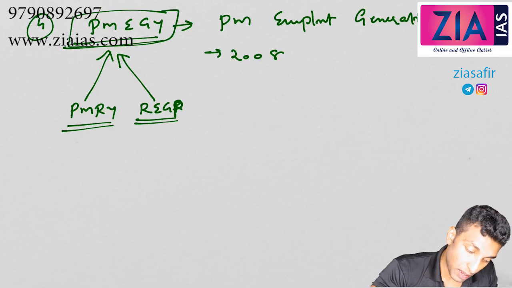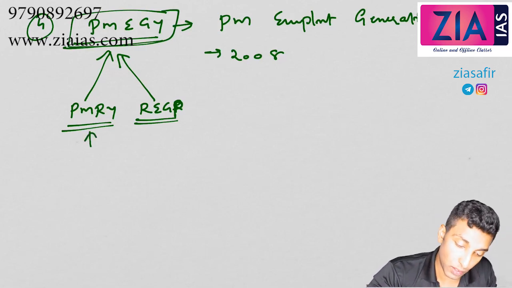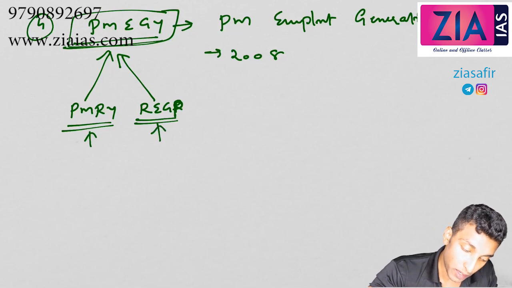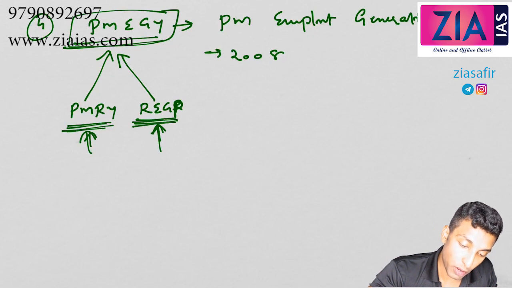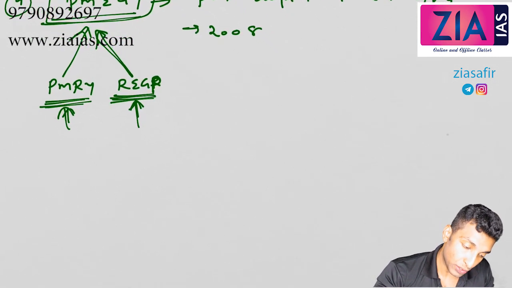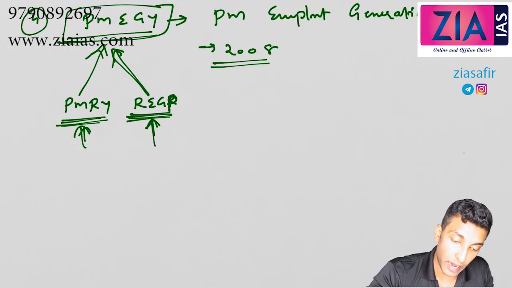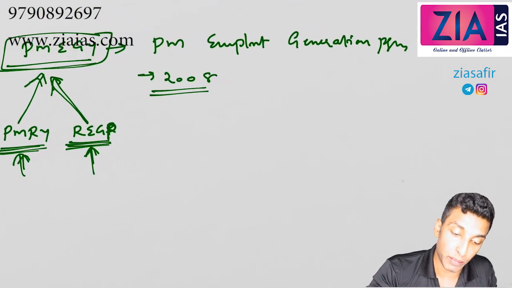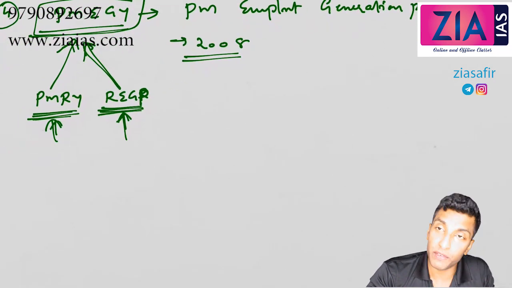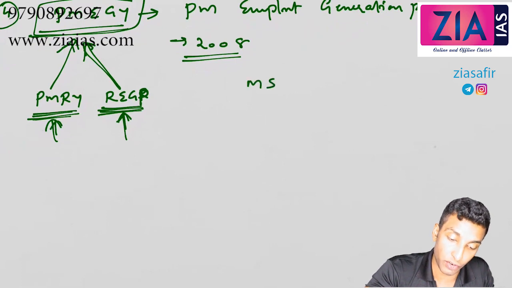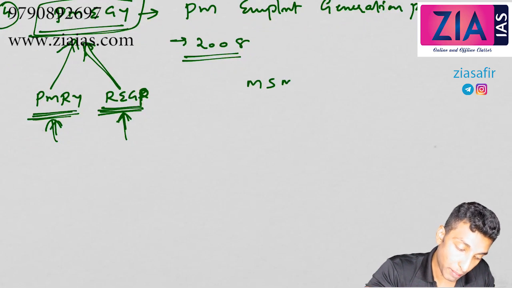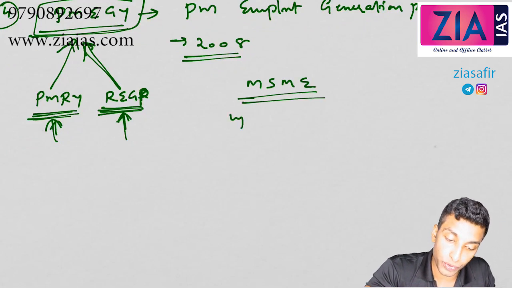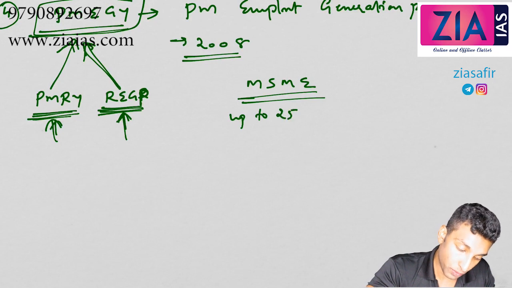So what is this PMRY? Pradhan Mantri Rozgar Yojana. And this is the Rural Employment Generation Program, right? So both are merged into PMEGP. In 2008, PMEGP, the Prime Minister's Employment Generation Program, under which ministry? Ministry of Micro, Small and Medium Enterprises, MSME. Loan up to 25 lakhs.